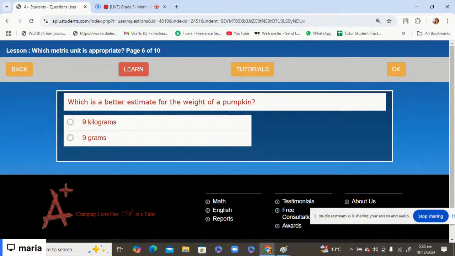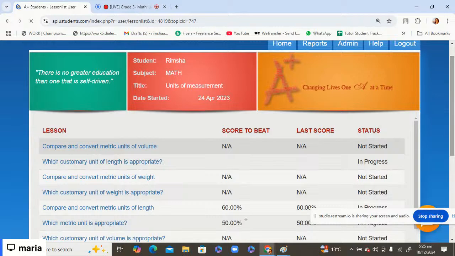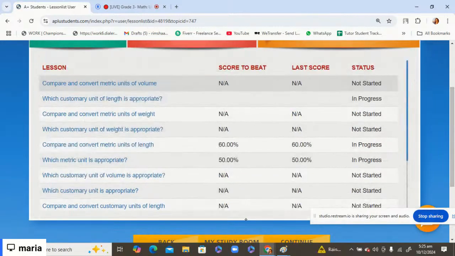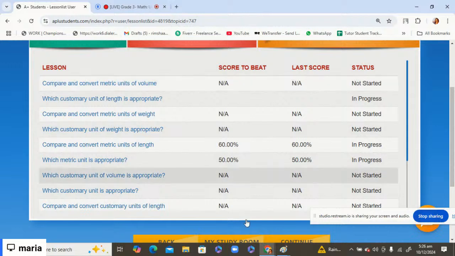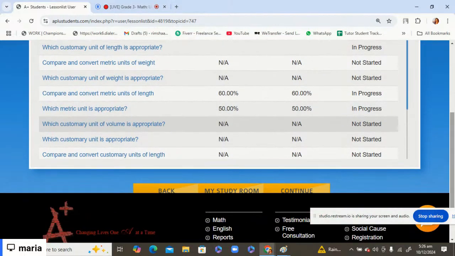Okay, hope you understand this lesson as well. Before starting the next lesson, make sure you practice this one and solve all the test questions as well. Now let's do the next lesson. Which customary unit of volume is appropriate? Let's do it.